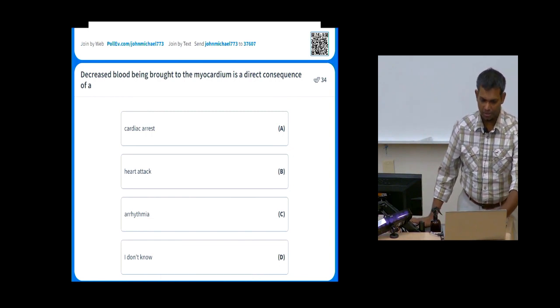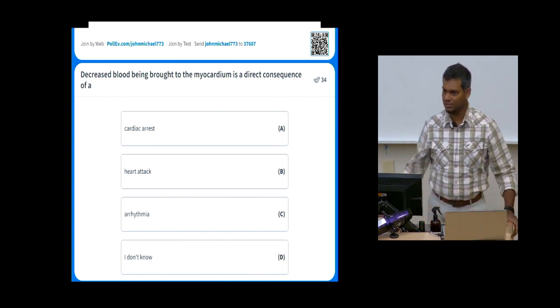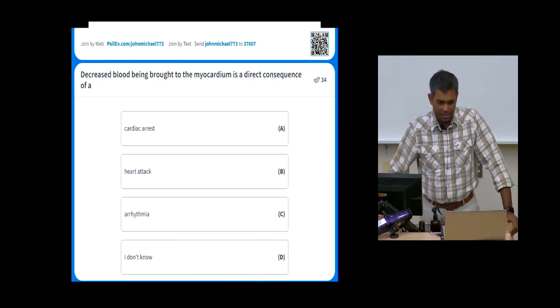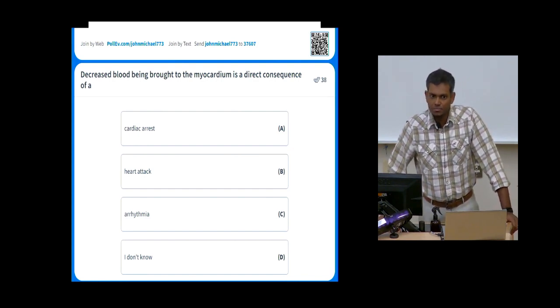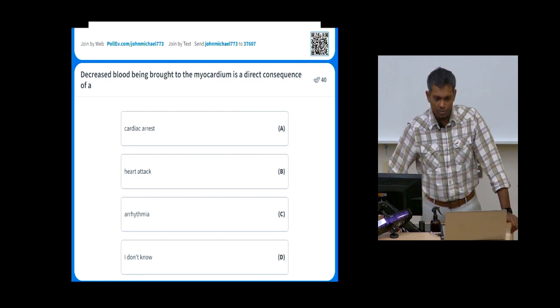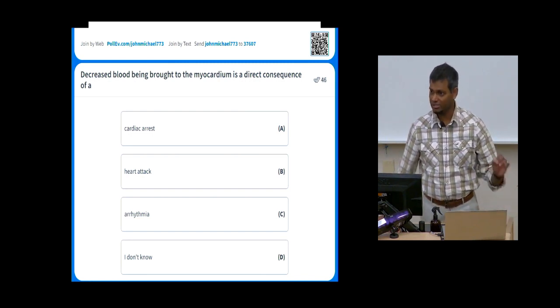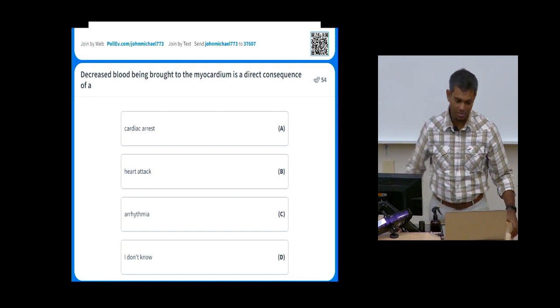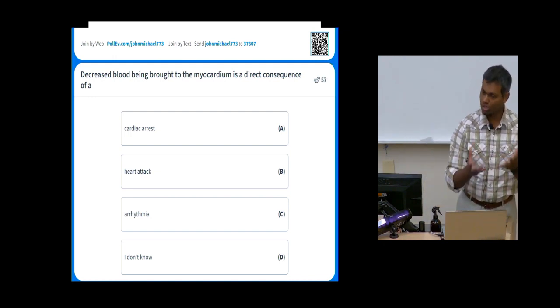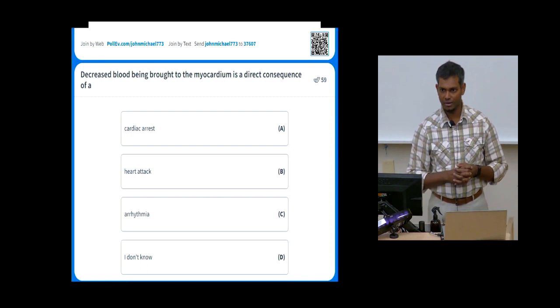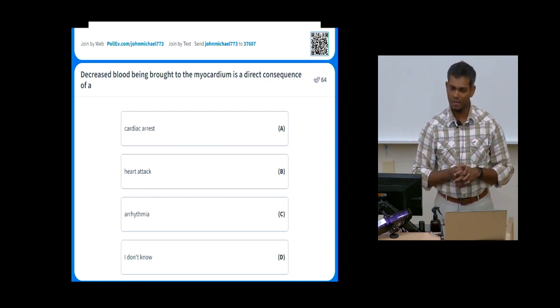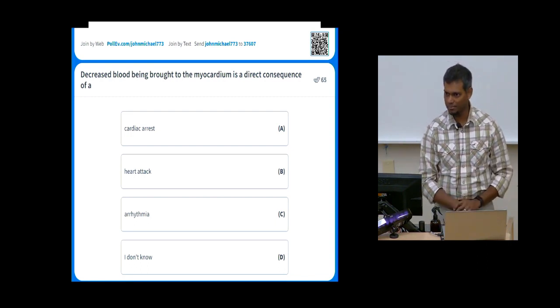Decreased blood being brought to the myocardium is a direct consequence of which of the following? Is it a cardiac arrest, heart attack, arrhythmia? So when which of these happen, will there be a decrease in blood brought to the myocardium? Myocardium is referring to the walls of the heart, and the question is, when will blood not be brought to the myocardium?